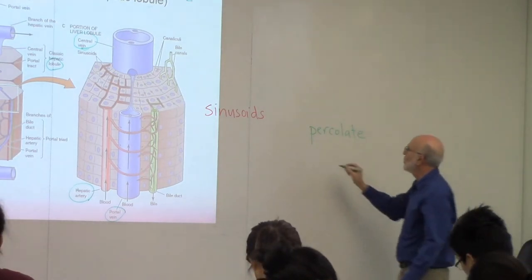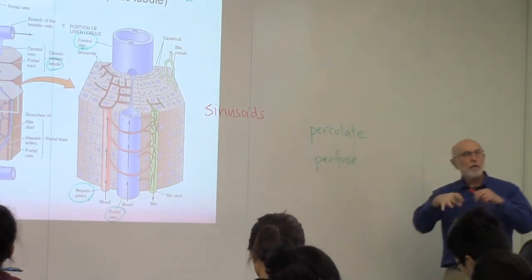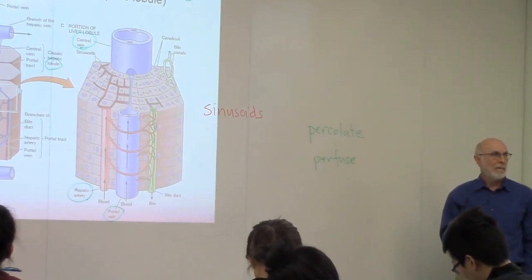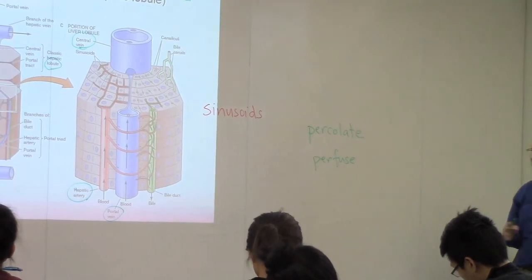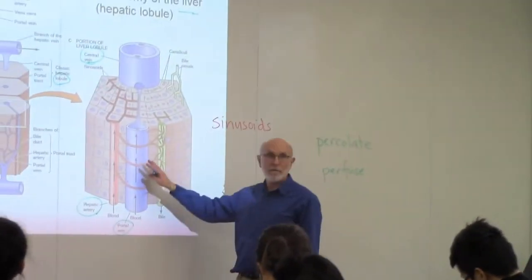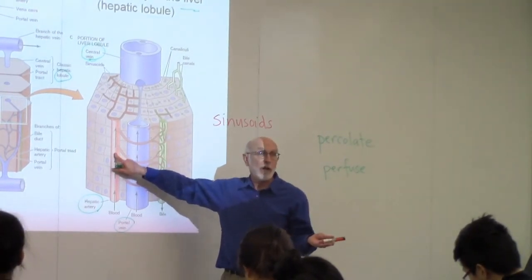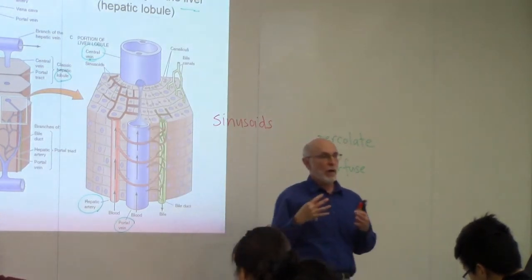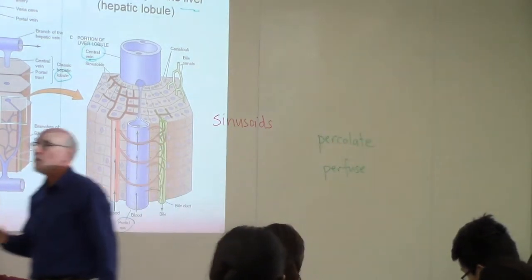I suppose another good word would be perfuse. It perfuses the cells of the lobule. Okay, so we have brought arterial blood and venous blood. This is the main point. Oxygen-rich arterial blood and nutrient-rich venous blood to the liver lobules where the cells do their thing. And the thing that we're going to be focusing on is the production of bile.